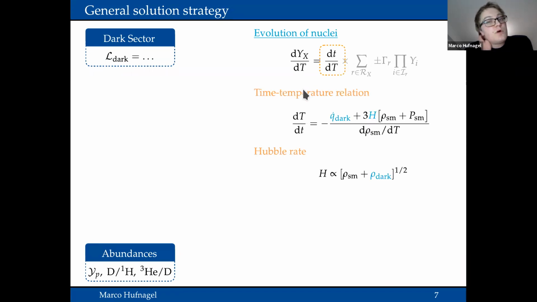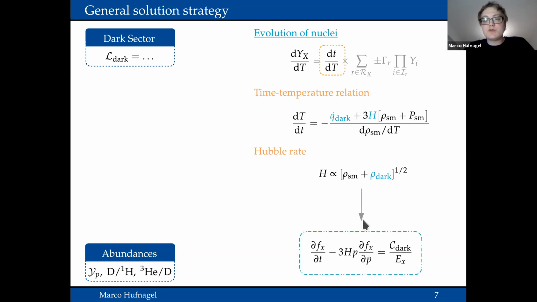And as I told you before, this relation gets modified in two different ways. Once directly via the appearance of this volume heating rate, and then it also gets modified indirectly via an additional contribution to the Hubble rate. So in order to determine this time-temperature relation, what we need to know is the evolution of the dark sector. So we need to know its energy density, its heating rate, and its pressure, and so on.